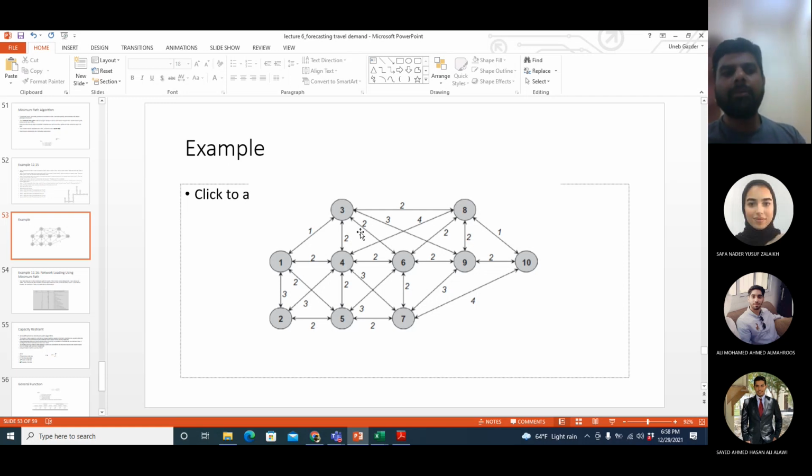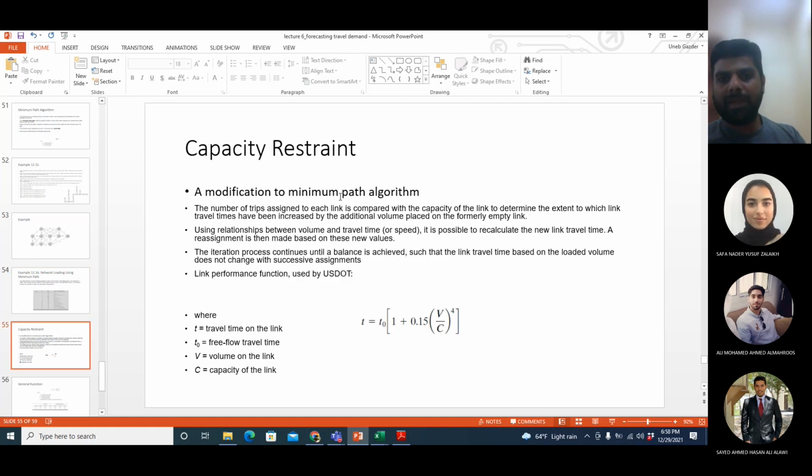Okay, so this is the modification to the quickest path method, the minimum path algorithm, that you need to consider the capacity as well, and you need to consider the change in travel time. Okay, so let's say this is the initial travel time, and using this travel time, you calculated number of trips on a link equal to V, and the capacity of that link, capacity of that highway is C. Then you should calculate the new travel time as well. The new travel time will be calculated using this equation. Then you should run one more iteration using this travel time.